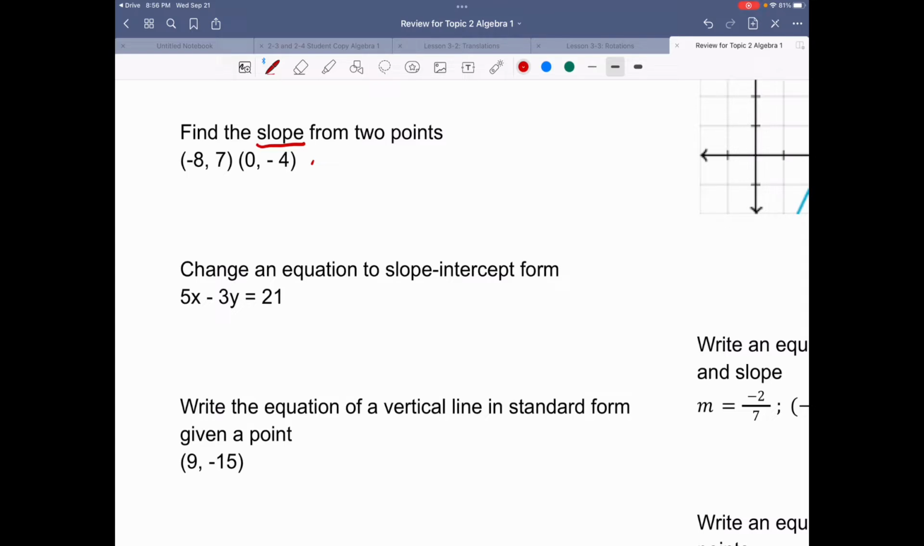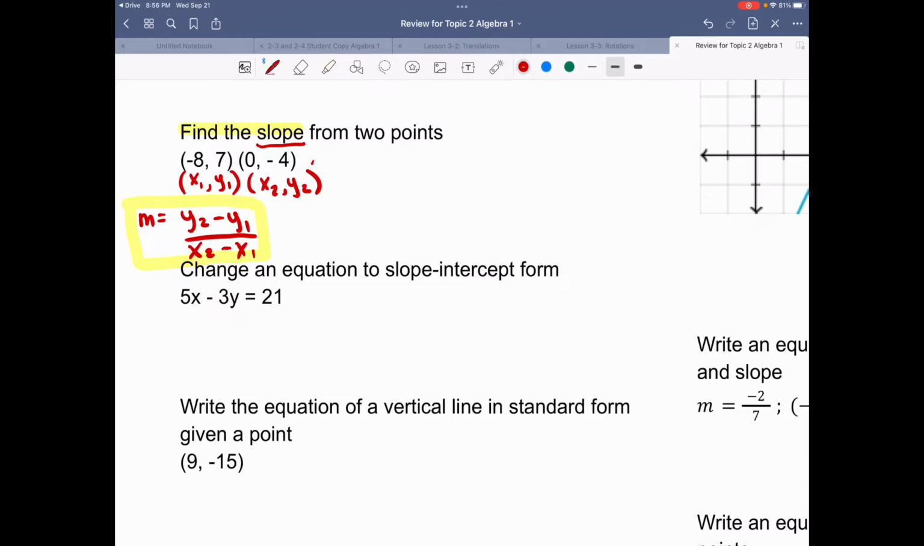What we will do is label the points x1, y1, and x2, y2. To find the slope from 2 points, you do the change in y over the change in x. So m equals y2 minus y1 over x2 minus x1. This formula needs to be second nature. When you see find the slope from 2 points, you need to know that you are going to use this formula for finding the slope.